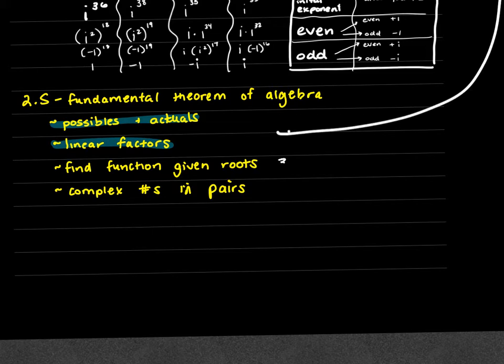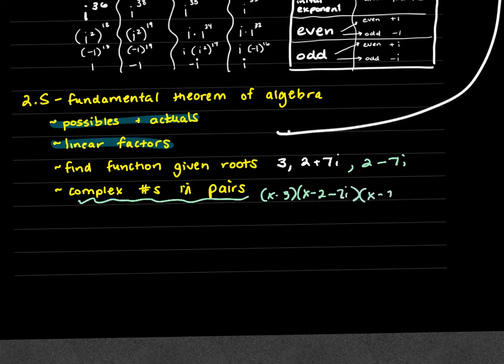Imagine I said that there was a positive 3 as a root, and then there was a 2 plus 7i. And then I ask you for the function. You have to remember that complex numbers come in pairs. As soon as you see that 2 plus 7i, it means you're going to add on 2 minus 7i. You're going to expand these out and then multiply it out. Always start with the conjugates because the i will cancel out, make your life a lot easier after that.